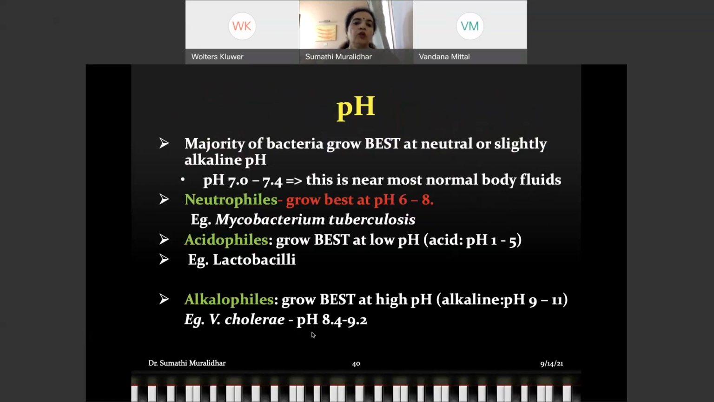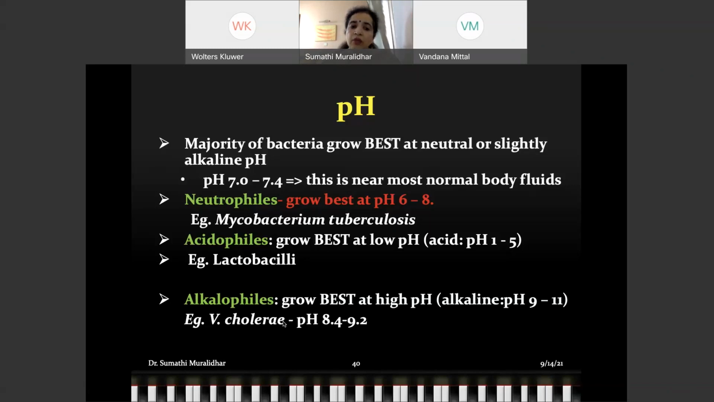Okay, coming to the pH. pH, that is hydrogen ion concentration, again is important. A majority of bacteria grow best at neutral or slightly alkaline pH, that is 7 to 7.4. Why? Because they are medically important bacteria which cause diseases. Therefore, if they have to grow ideally under our body conditions, our body pH is around 7 to 7.4. Therefore, the bacteria which are neutrophils grow best around this pH.